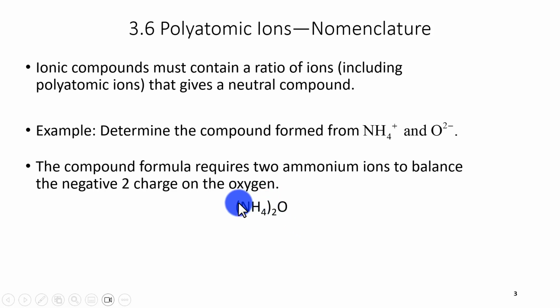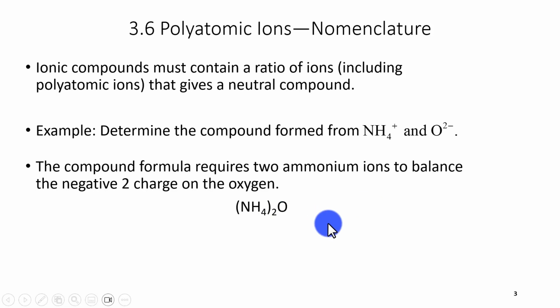It is important that you put that parentheses if you have 2 or more of that polyatomic ion, because if you put this 2 without the parentheses, it would look as if it's NH42, and we need that parentheses to separate these 2 subscripts from each other. Remember, I cannot change the NH4. That is the formula of the ammonium ion, and I can't change the charges either, but I can change how many of that particular ion I have.